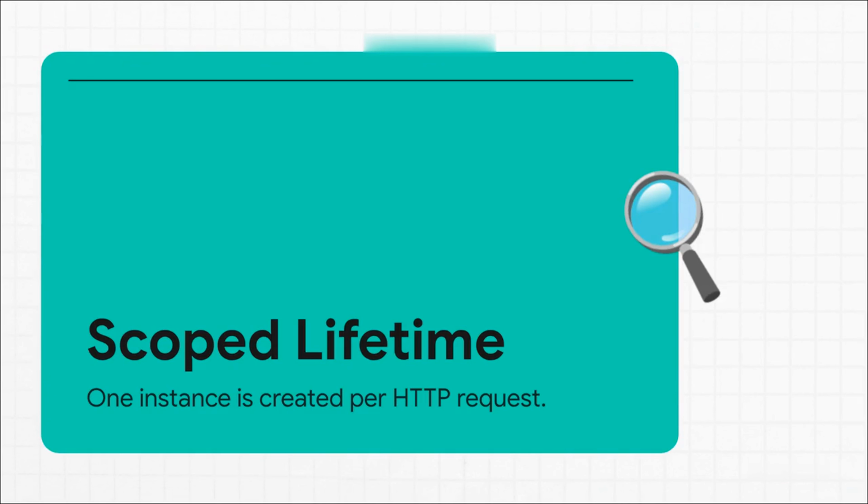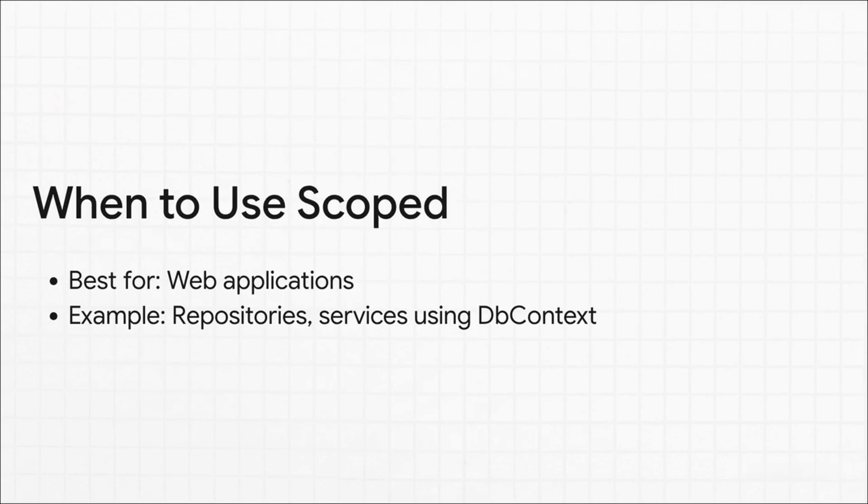All right, let's move on to our second option, Scoped. Now this one is the real workhorse of most web applications. With a scoped lifetime, one instance of a service is created for an entire HTTP request. So the first time it's needed during that request, it gets created. Every other time it's needed within that same request, you get the exact same instance back. This is absolutely essential for things like your database context or your repositories. I mean, think about it. You want to make sure all your database operations within a single user action, like them saving a form, all happen with the same context and in the same transaction. Scoped is what guarantees that consistency.